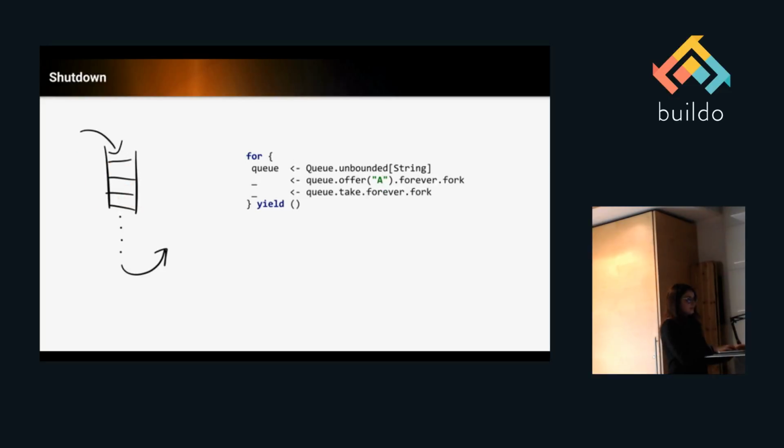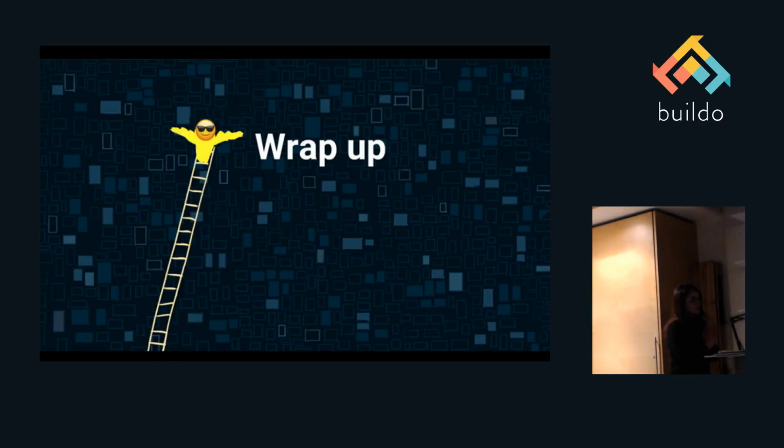For example, if we have an unbounded queue and you offer forever values and take forever values, after that you can shut down a queue, and here the consumers and producers will be interrupted, and the queue will be empty and everything will be removed. So shutdown, you can use it. And this is all about queue.